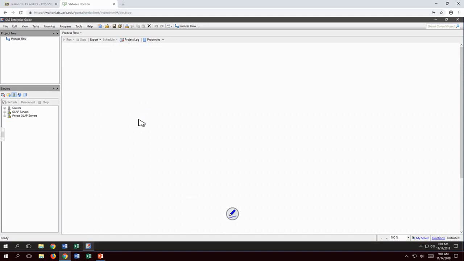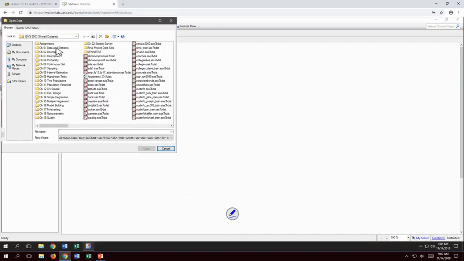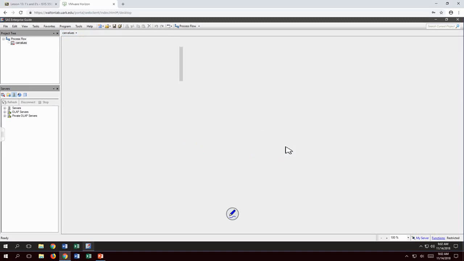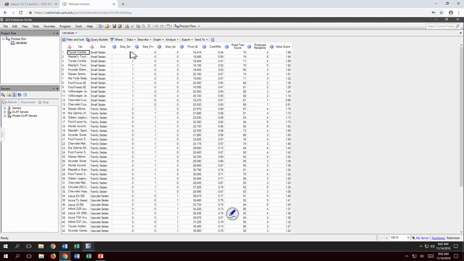I'm going to open the data for this assignment. So this was car values for A7. So did you always have size small, size family, size up? Yeah. No. Yes? No. I didn't. I would say no. See, this is where I'm having some fun.